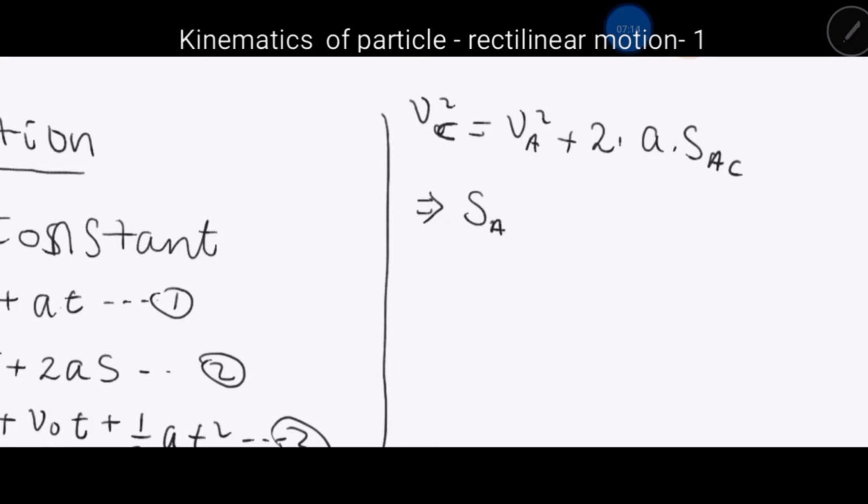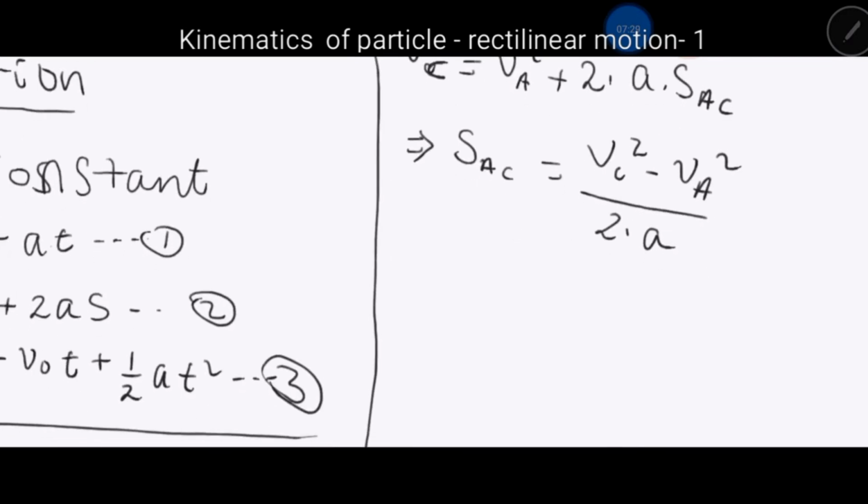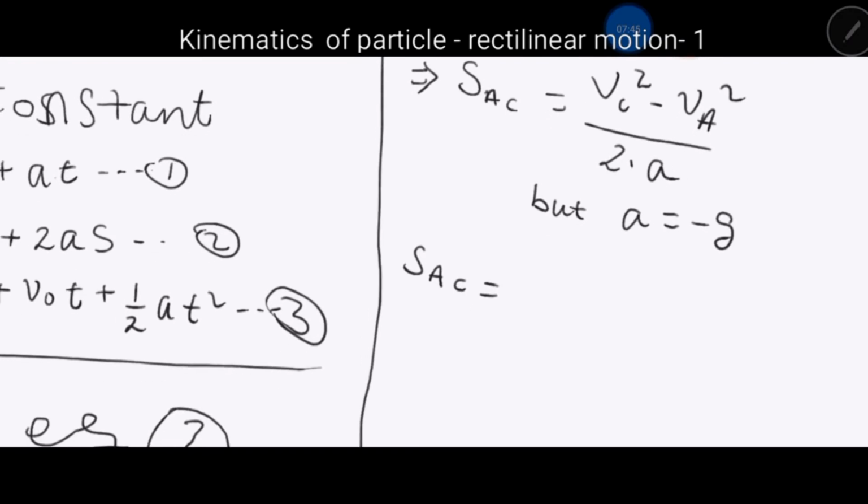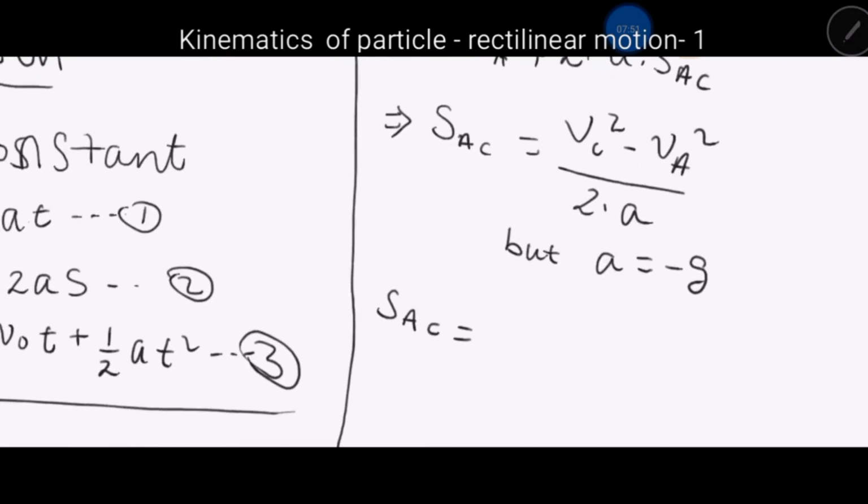So we can rewrite this equation in this form: vC squared minus vA squared over 2 times a will be the targeted displacement, or position traveled, from point A to point C. The acceleration is negative g, and vC is also 0 here. You can substitute the numerical values there.